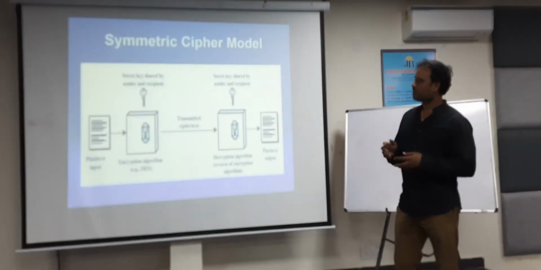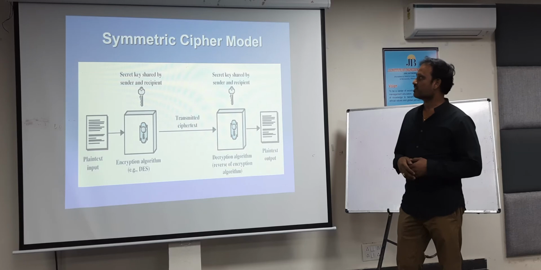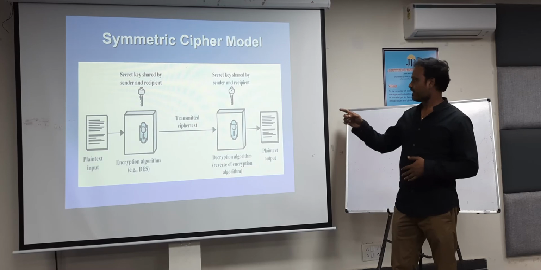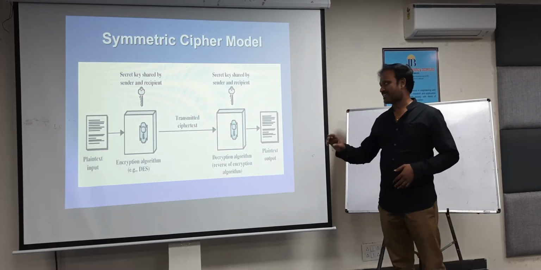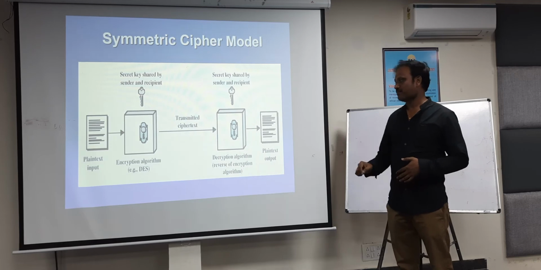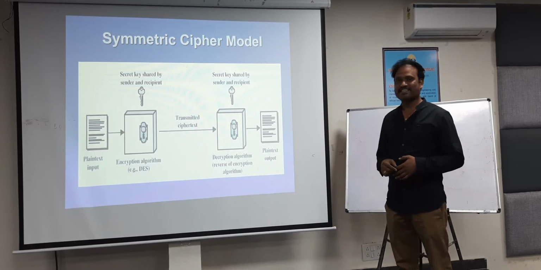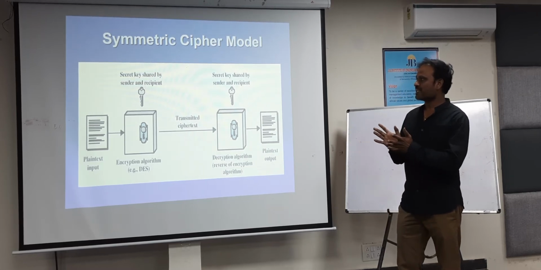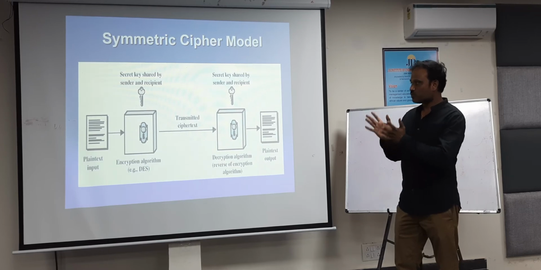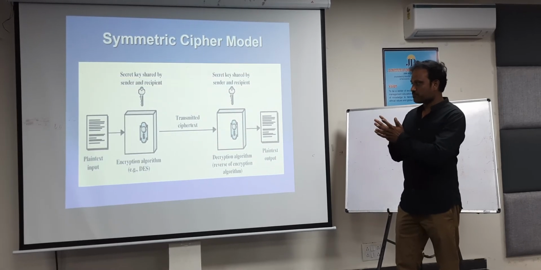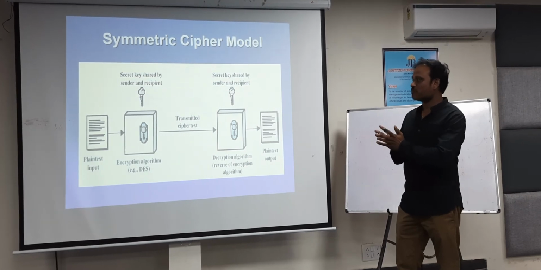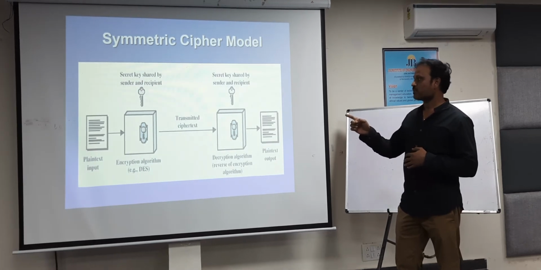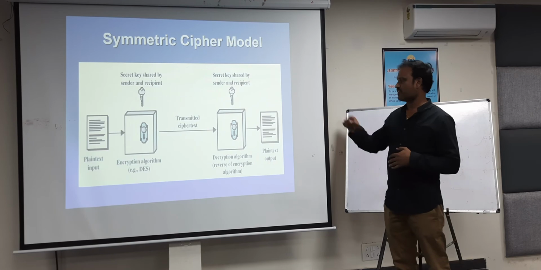Here you can see the figure, the symmetric cipher model. A very clear picture is there. You can see there is a sender and a receiver. The sender has plain text, and we can see the encryption algorithm. An example is the DES algorithm, which is a symmetric algorithm. The DES algorithm takes 2 inputs: one is the plain text, another one is the secret key. These 2 inputs, plain text as well as key, go into the encryption algorithm, and it converts them into cipher text, and this cipher text is transmitted over the network.